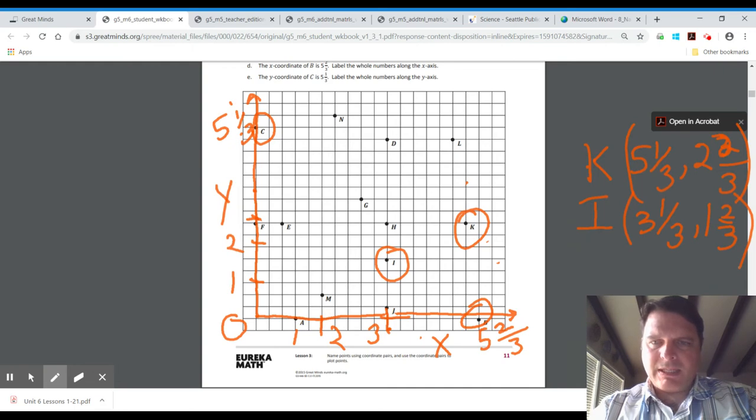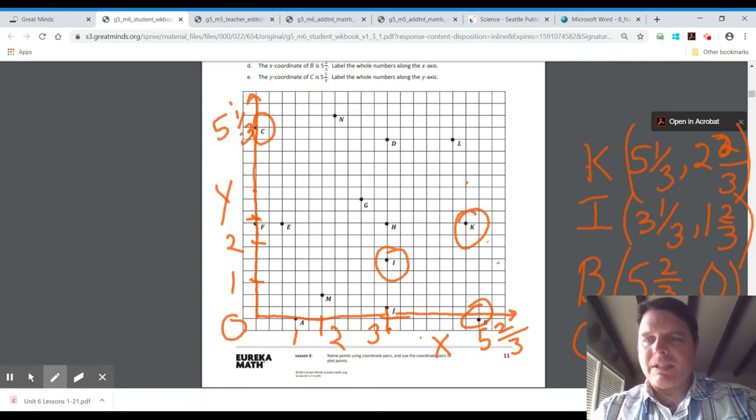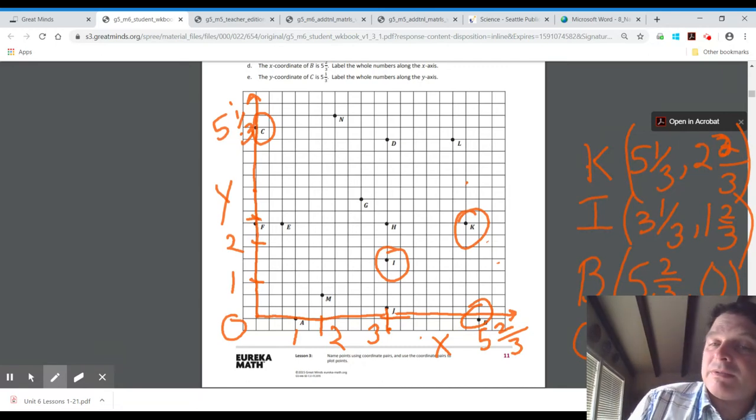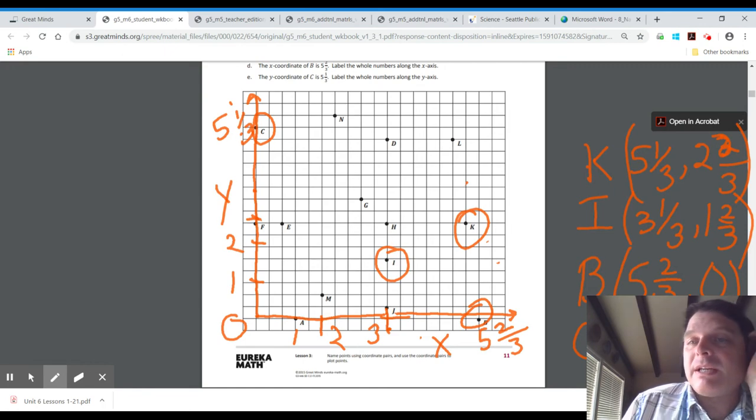We got letter B at the bottom there. It already gives you the X coordinate, which is 5 and 2/3. And guess what? The Y is at 0. This is easy. And the last one is C. C is at 0 X because it's on the line on the left, and it is at 5 and 1/3, which it already gives you. Remember, the bottom number goes first at the bottom of the graph, that's the X coordinate, and the Y coordinate goes last.